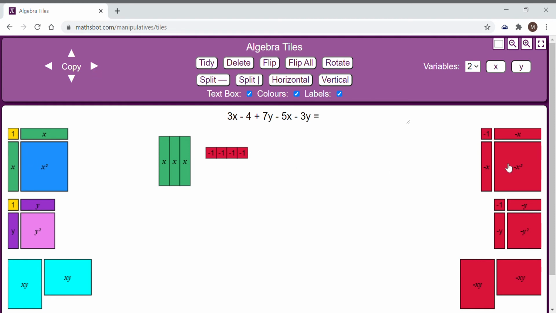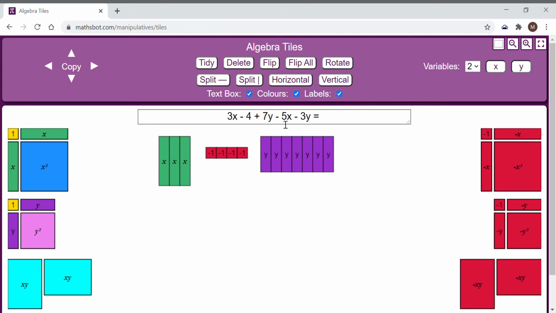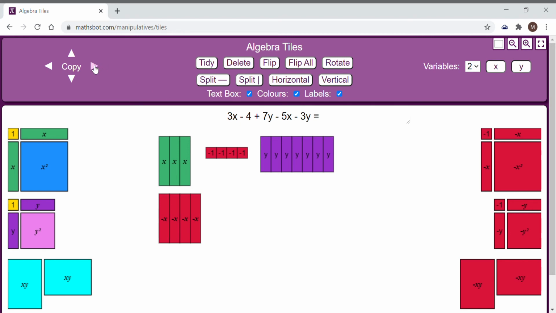Then 7 y's. So 7 y's over here. So 1, 2, 3, 4, 5, 6, 7. And then I need 5 x's that are negative 5x. So I'll stack it right underneath the x. It's very important that you're stacking right underneath the same variable so that you can combine like terms. So negative 1x, negative 2, negative 3, negative 4, negative 5 x's, and then negative 3y.